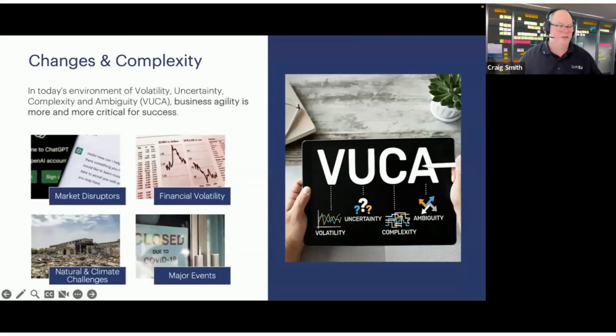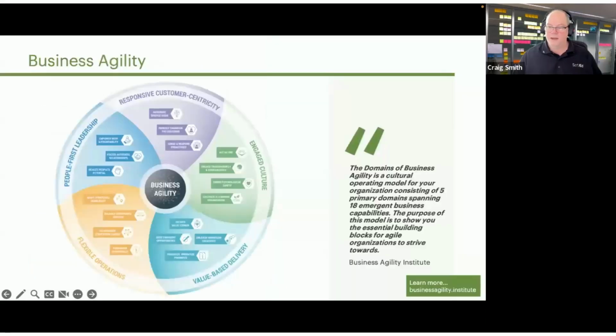Again, lots of things that we see on our news every night. And so all those things have an impact on our business. And so the whole point about business agility is so that we can thrive in that, not using the things that we've used before. And so the Business Agility Institute have this model called the domains of business agility.